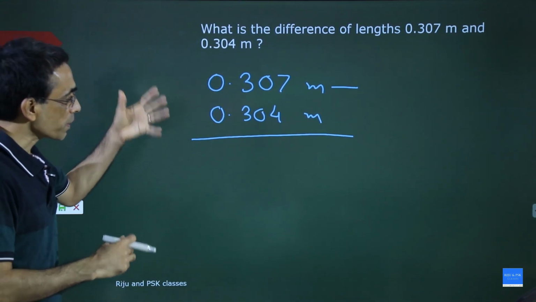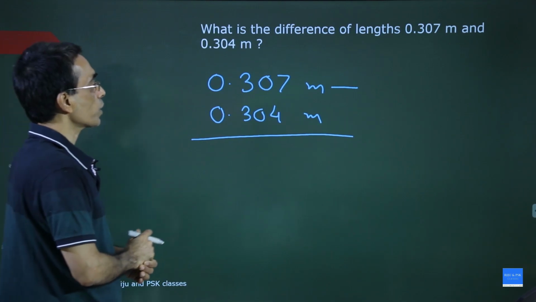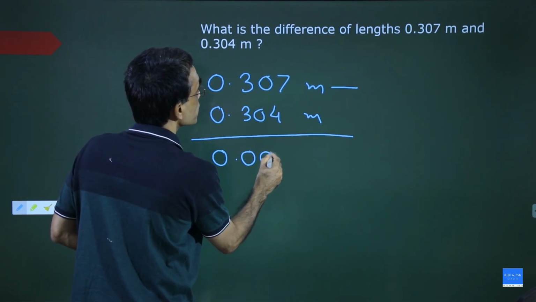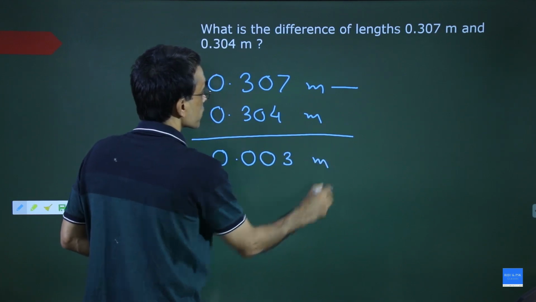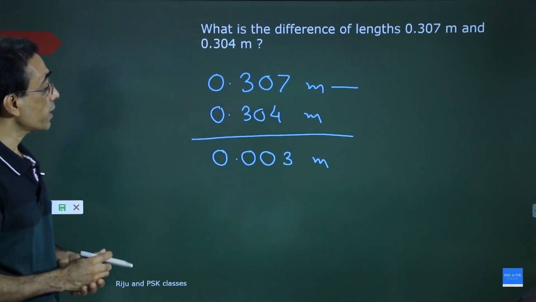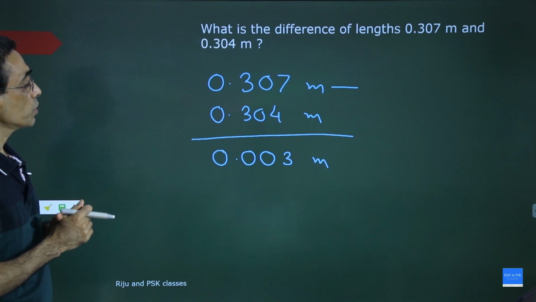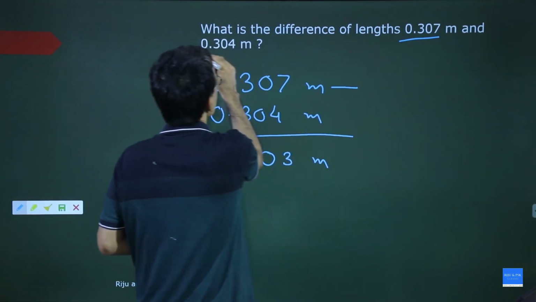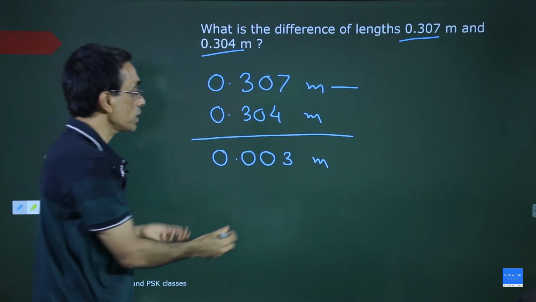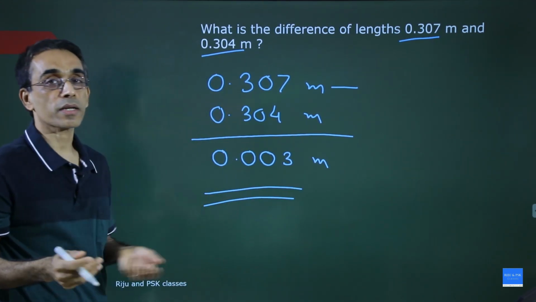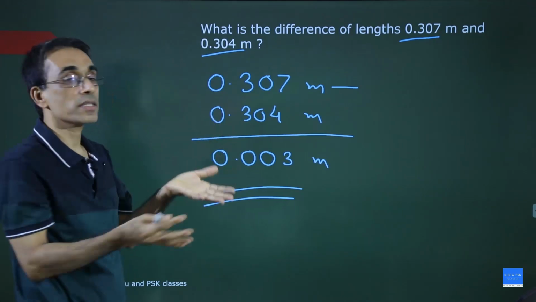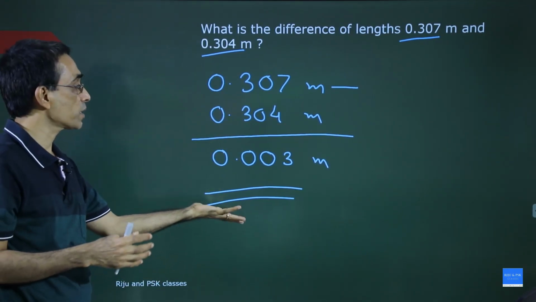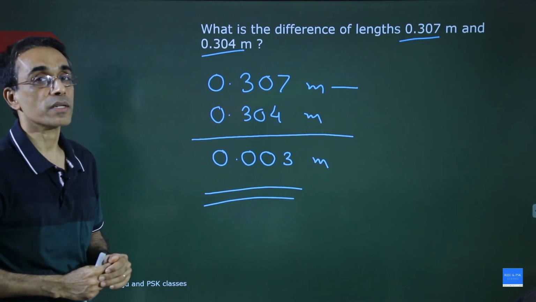Okay. Now when you subtract this one, what do you get? You will get 0.003 meter. This is your answer. And this should be rounded off to, no problem. This has got 3 decimal places. This also has got 3 decimal places. Your answer is correct. 0.003 meter is correct, because there is nothing like lowest or highest precision. Both are equally precise, equal number of decimal places. Answer can be written as 0.003 meter.